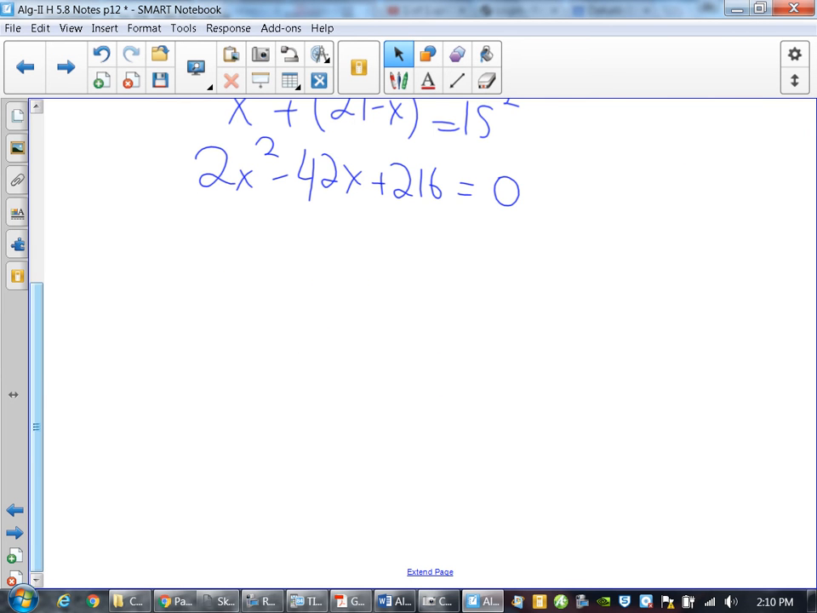Right off the bat, when I see this, I know I can do multiple methods to solve this equation. Personally, I see that they're all even right away. I'm going to take the scalar out.